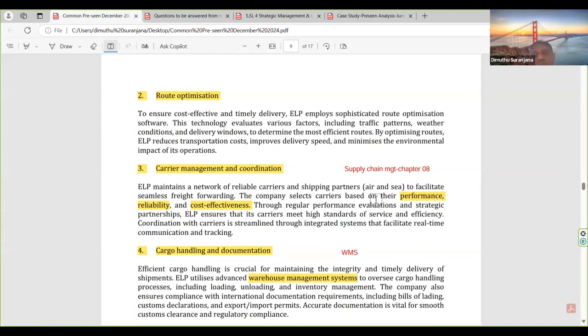To ensure cost-effective and timely delivery, ELP employs sophisticated route optimization software. This technology evaluates various factors, including traffic patterns, weather conditions, and delivery windows to determine the most efficient routes. By optimizing routes, ELP reduces transportation costs, improves delivery speed, and minimizes the environmental impact of its operations. Then carrier management and coordination.